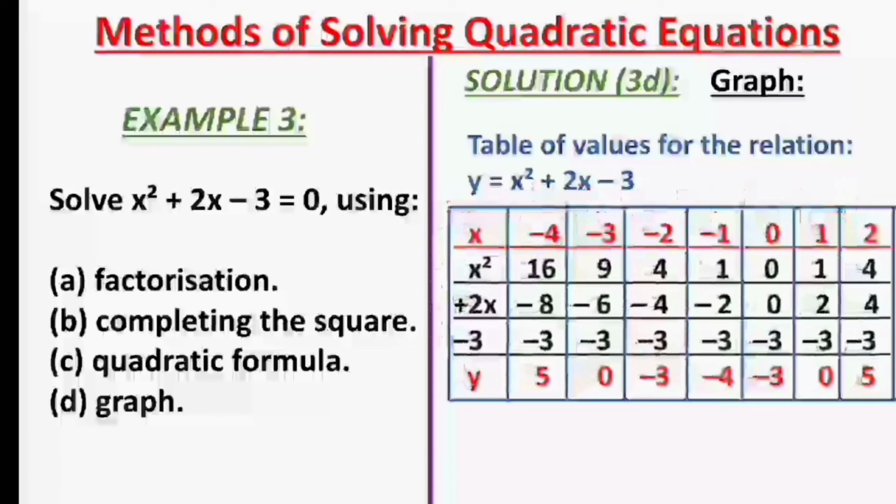From the table, when x is minus 4, y is 5. When x is minus 3, y is 0. When x is minus 2, y is minus 3. When x is minus 1, y is minus 4. When x is 0, y is minus 3. When x is 1, y is 0. When x is 2, y is 5.